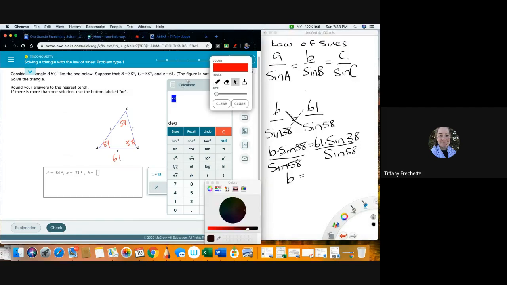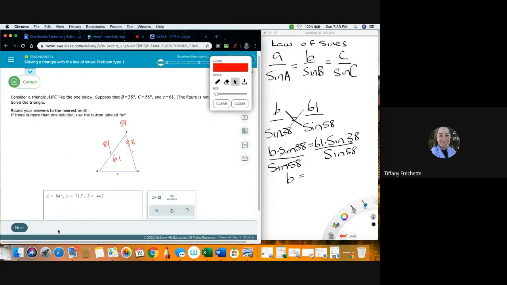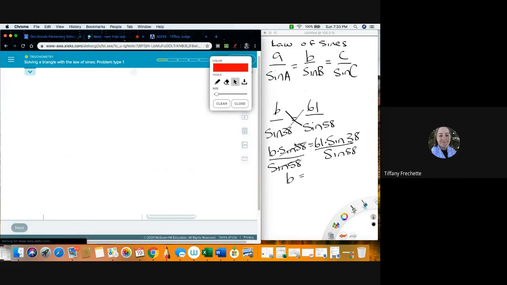Now I can come over to my calculator here. I'm going to do 61 times sine of 38. Again, I'm going to highlight the whole thing and then hit divide by sine of 58. Okay, equals. So I want to make sure I'm rounding to a tenth. Here's my tenth, my 2, but I need to look at my 8 because that's what's going to tell me if the 2 rounds or not. 8 is 5 or bigger, so I do need to round that 2 up to a 3. So I have 44.3. Clear. Next.